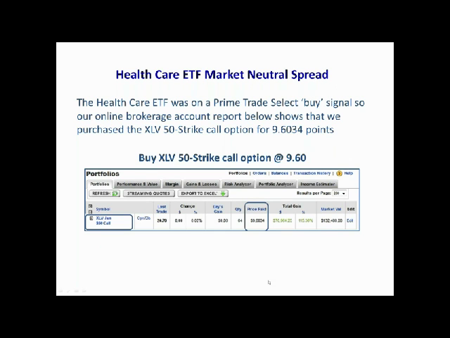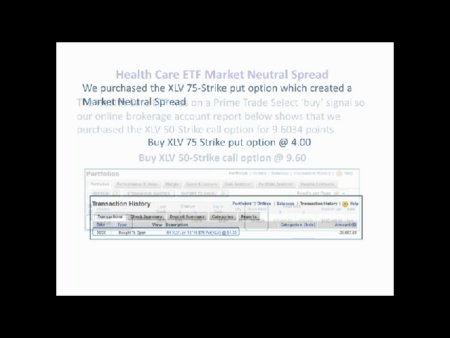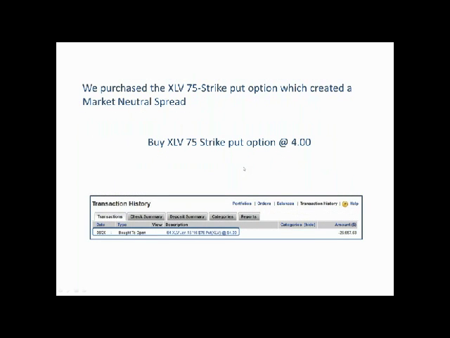Here's one more example. This is for the healthcare ETF, symbol XLV. We own 64 of the January 50 calls at 960. We had a profit in it, so we legged into a market neutral spread by buying the 75 strike put at 4 points, and we bought 64 of the January 75 puts at 4 points.